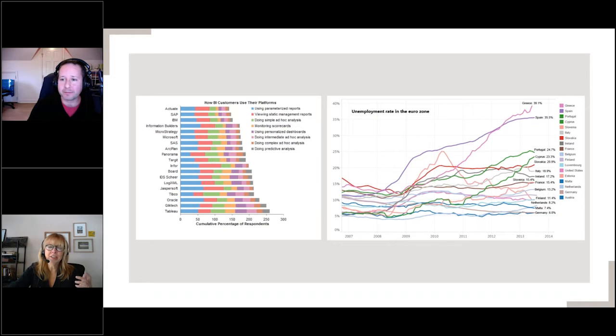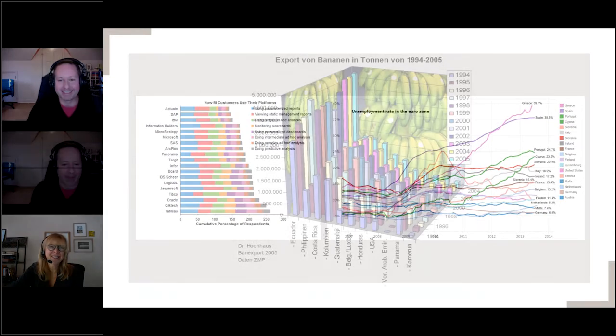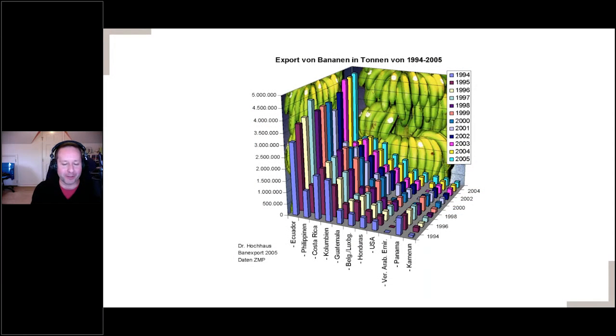I think, Nolan, that is the definition of a spaghetti chart. On the right, yes, yeah. Absolutely. This is, you may have seen this before, I show this a lot. This is my favorite chart in the whole world, my favorite chart I've ever seen. I call it the German banana chart.